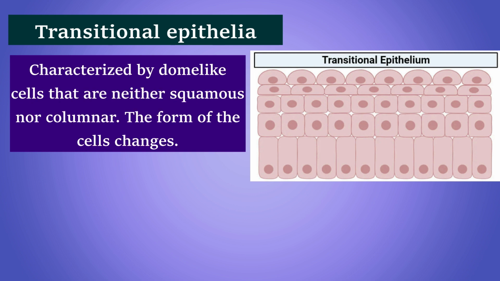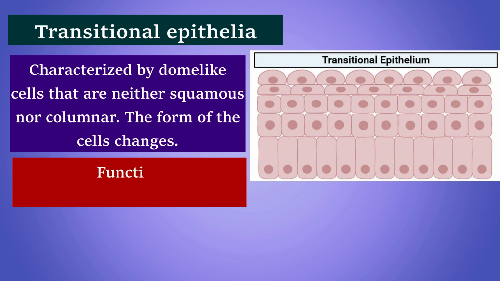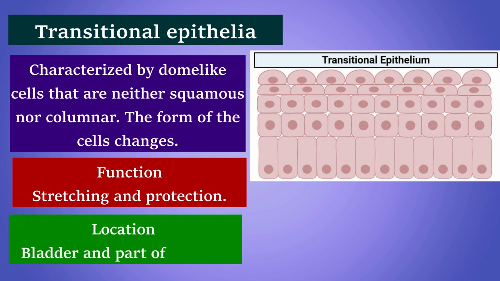Transitional epithelia. Characterized by dome-like cells that are neither squamous nor columnar. The form of the cells changes. Function: stretching and protection. Location: bladder and part of urethra.